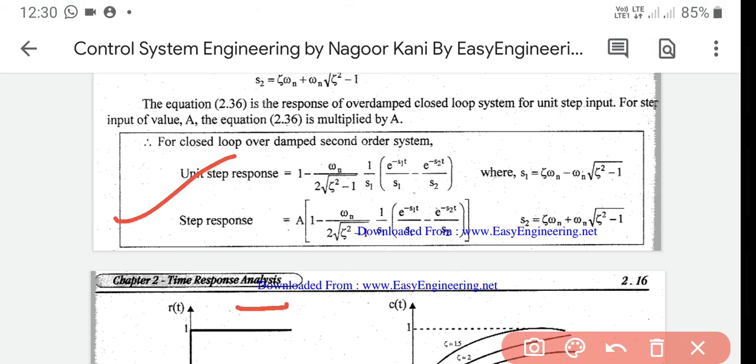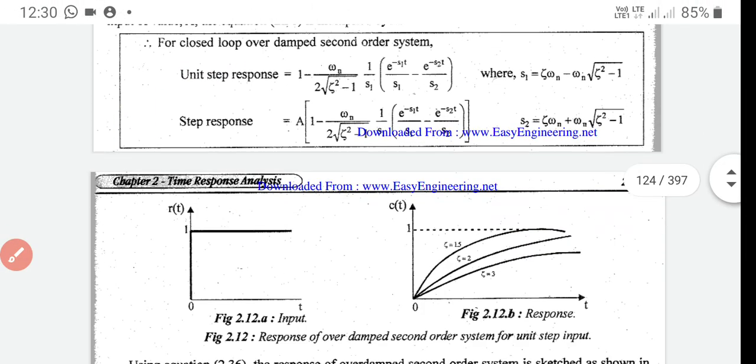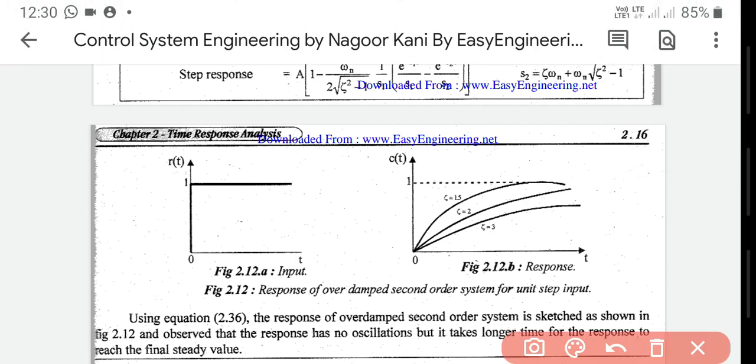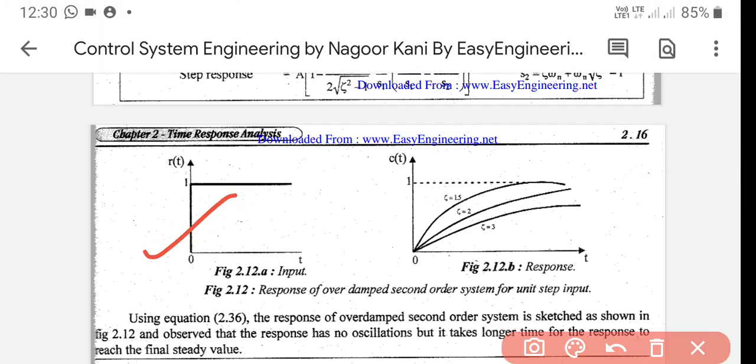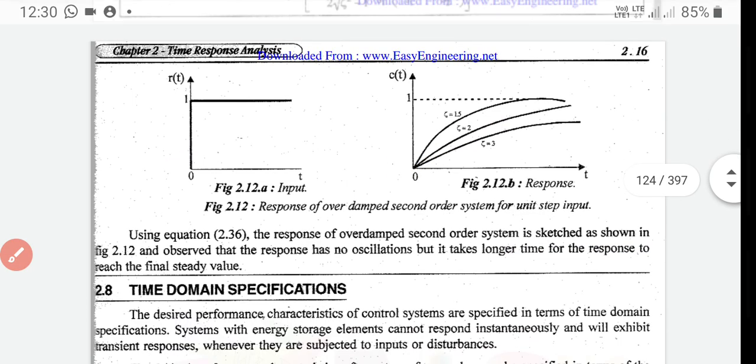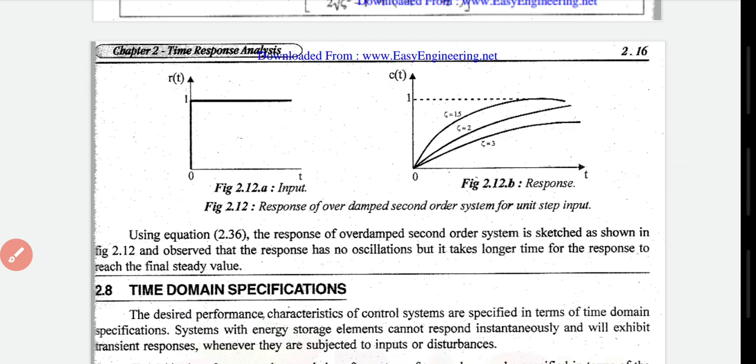For this you are drawing the sketch. This is the input response, and finally, substituting the zeta value greater than 1, you obtain the response like this. So these are the responses of the second order system for the different zeta values: zeta is equal to 0, zeta lying between 0 and 1, zeta is equal to 1, and zeta greater than 1. These are the important derivations for the second order system.